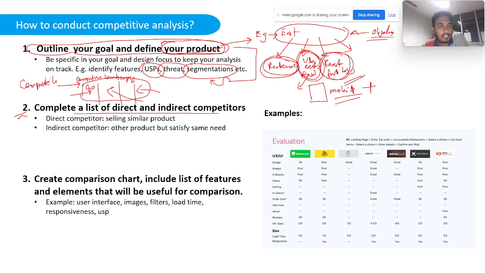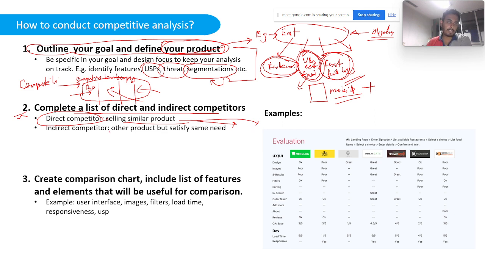Now, direct competitors means those companies who sell products similar to your product. For example, if you are a vacuum cleaner company, you will consider all those companies who make vacuum cleaners as your direct competitors.